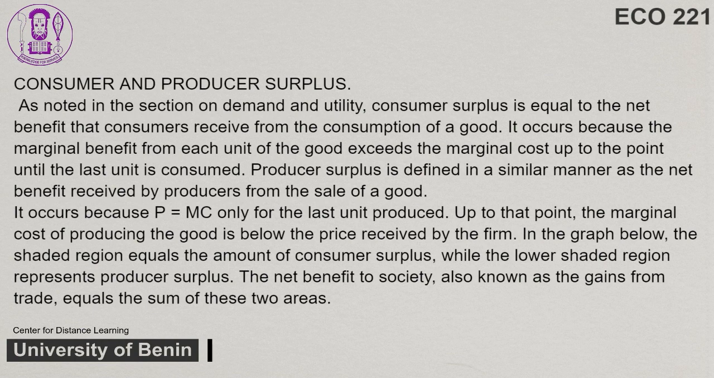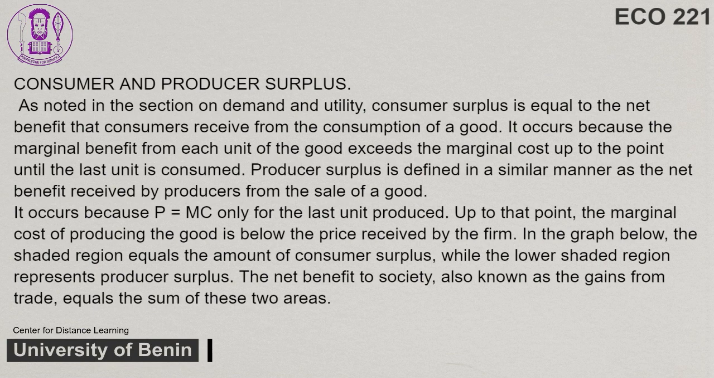Producer surplus is defined in a similar manner as the net benefit received by producers from the sale of a good. It occurs because P equals MC only for the last unit produced. Up to that point, the marginal cost of producing the good is below the price received by the firm. In the graph below, the shaded region equals the amount of consumer surplus, while the lower shaded region represents producer surplus. The net benefit to society, also known as the gains from trade, equals the sum of these two areas.